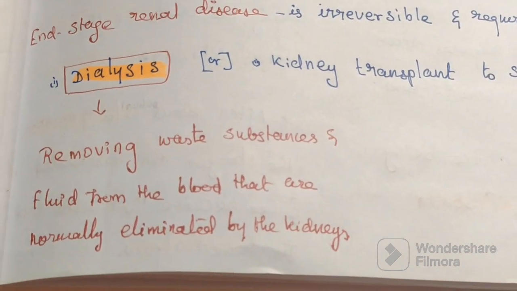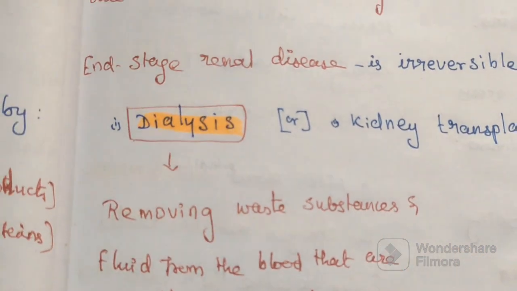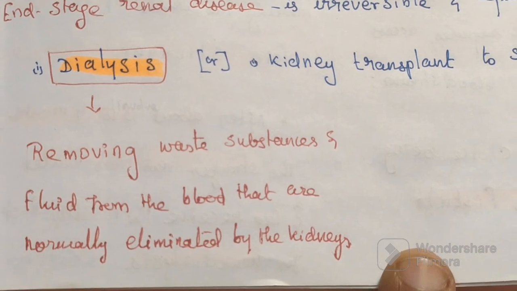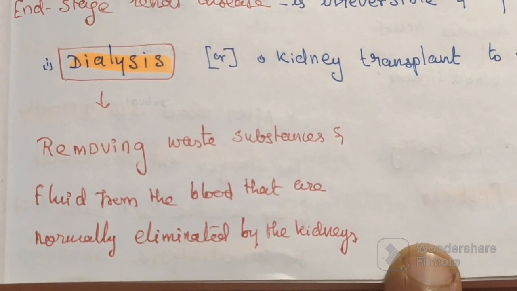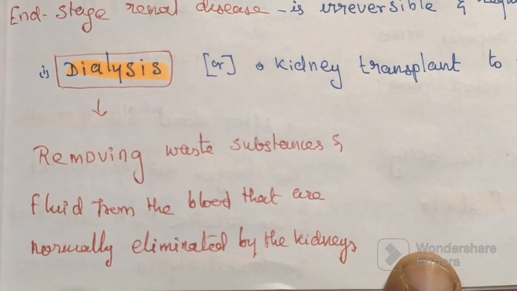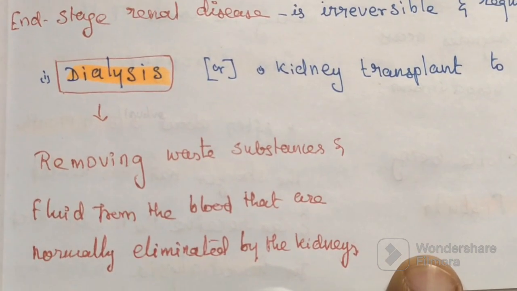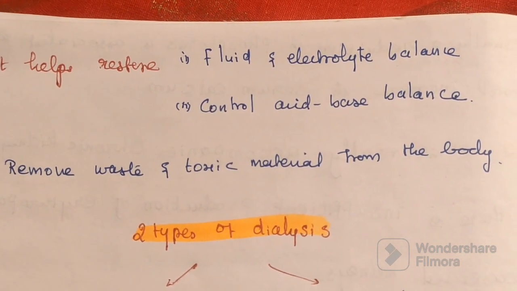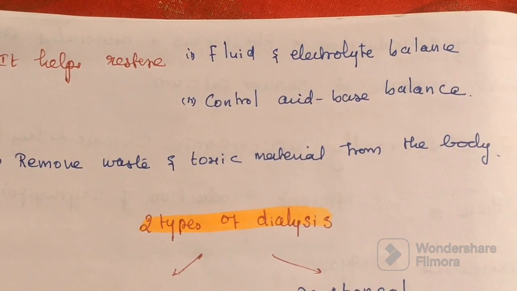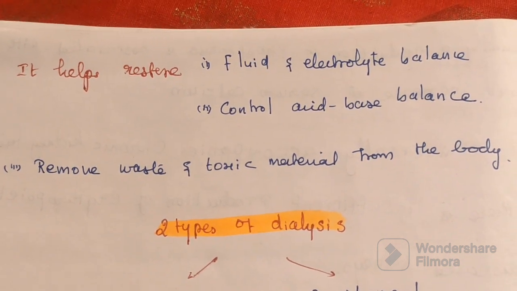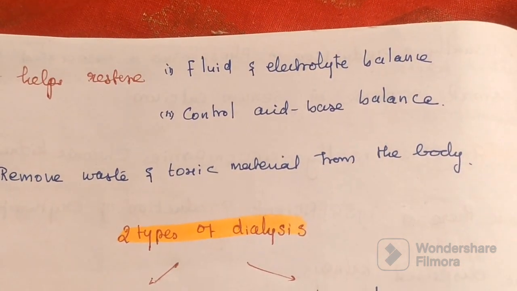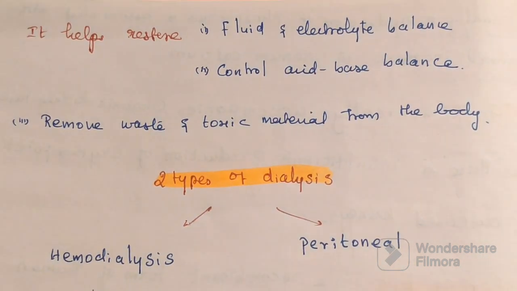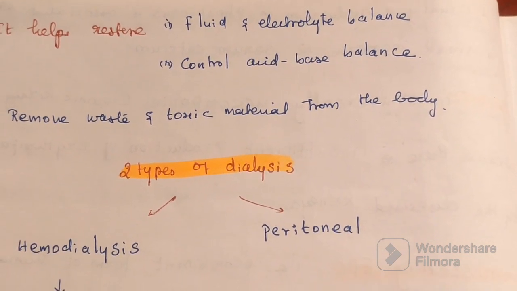First we want to discuss dialysis, removing waste substances and fluid from the blood that are normally eliminated by the kidney. What is the role of the kidney? Waste substances and fluid are normally eliminated by our kidney. It helps restore fluid and electrolyte balance and control acid base balance, and removes waste and toxic material from the body.